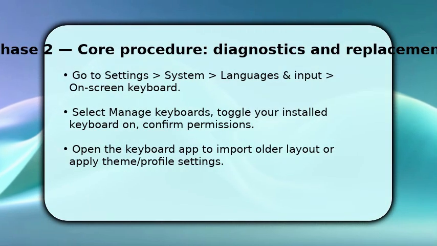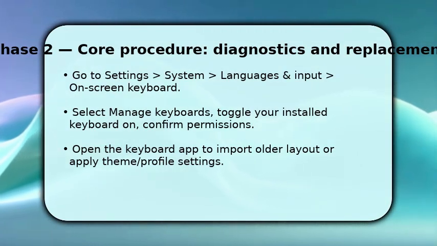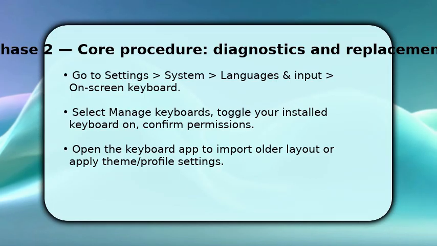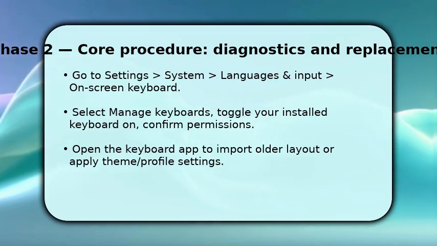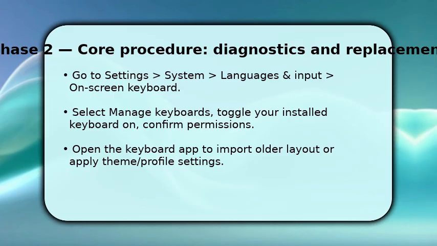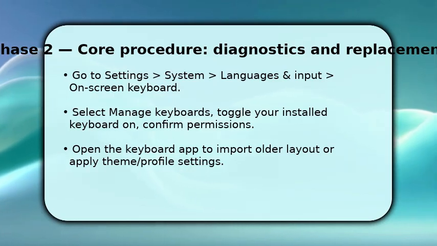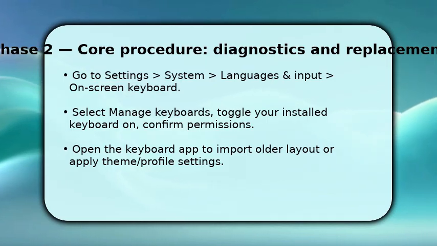You now change the active keyboard. Go to Settings, then System, Languages and Input, and choose On-Screen Keyboard. Once there, tap Manage Keyboards and enable the new, old-style keyboard you installed. Accept runtime permissions when prompted.